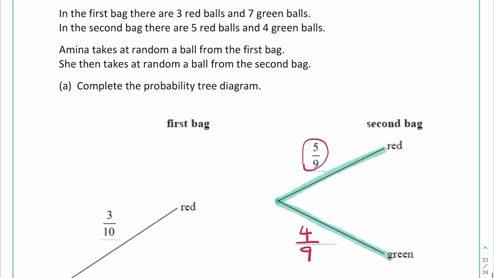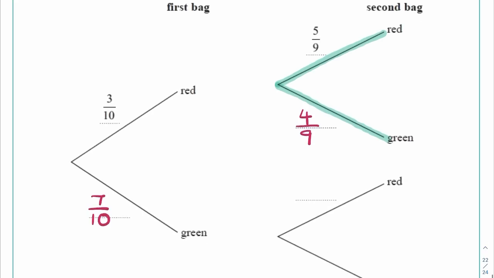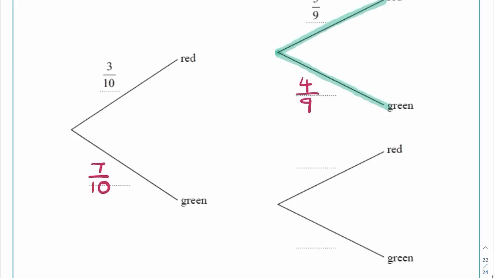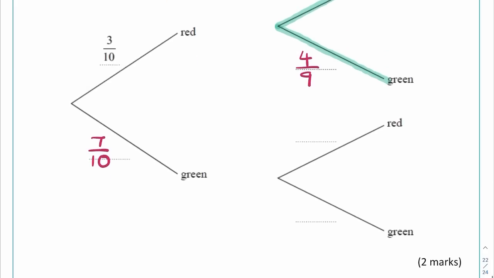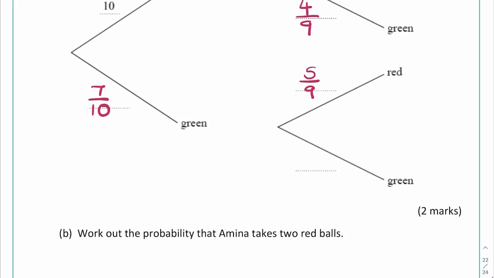So there we go. It did actually tell us this information in the question. It did say 7 green balls and 4 green balls, but in all fairness, it was quite easy to fix that from the tree without that information. Now down here, this particular set of branches is the same as the one above. This is just the journey you'd go on if you took a green out of the first bag. So in the second bag, nothing's changed. It would still be 5 out of 9 in the second bag, or 4 out of 9.